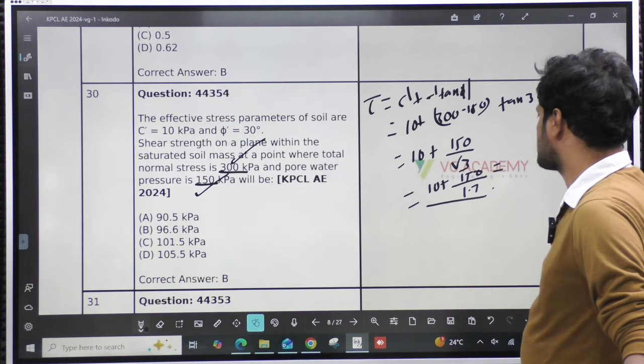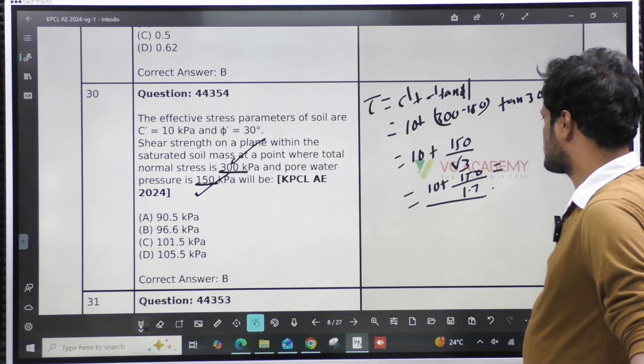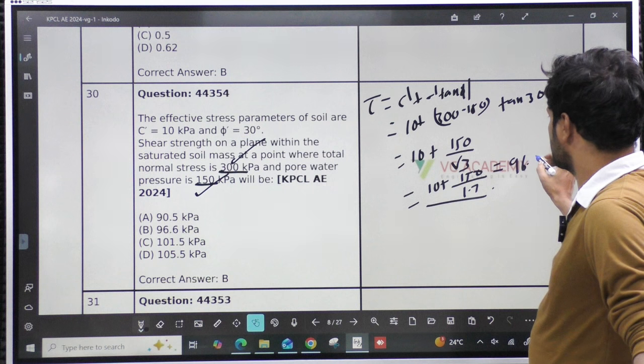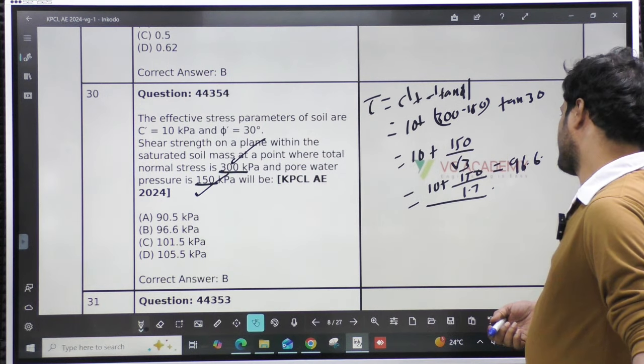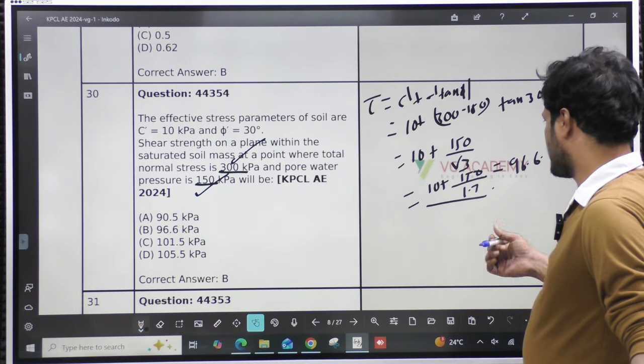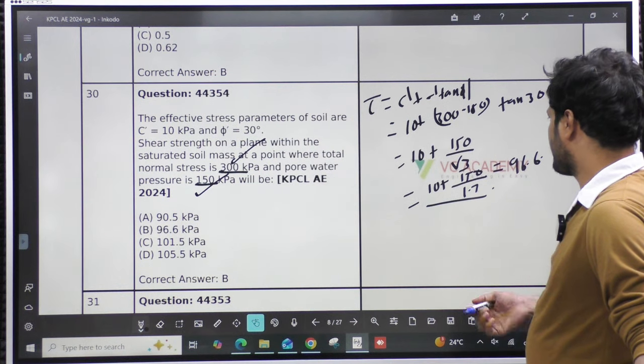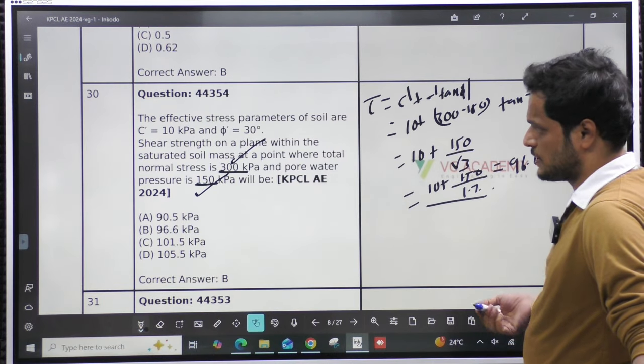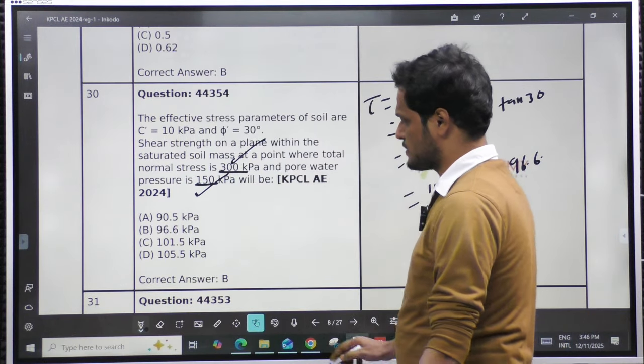96.6. Okay, so this is less than 100, because 170 by 1.7 is 100. So this is less than 100 plus 10, approximately 96.